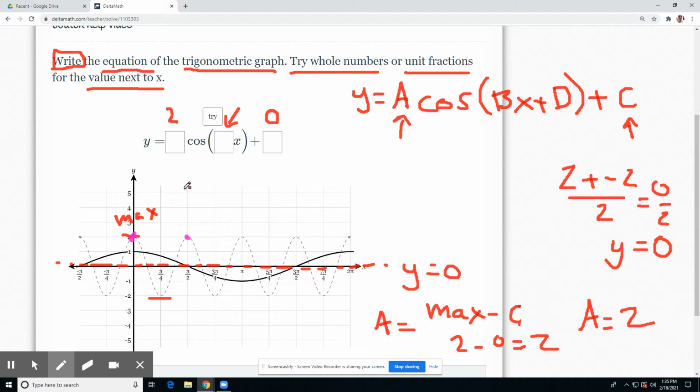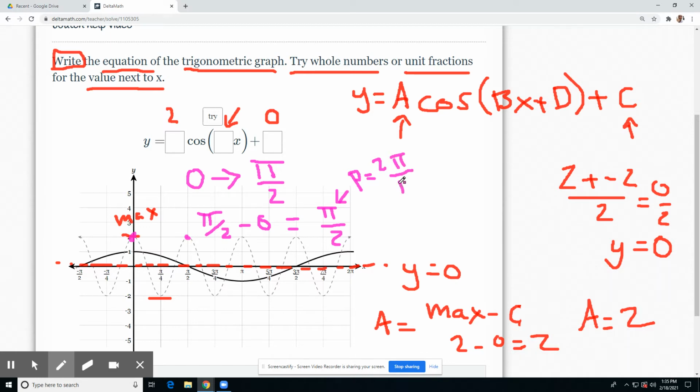So we're finding out the change from 0 to pi over 2. Change is defined as the second minus the first. So that would be pi over 2 minus 0, which is equal to pi over 2. So every pi over 2, it repeats. That's our period, and our period is equal to 2 pi over b. So we need to find b. Let me just confirm. It's usually the same number, but we just want to verify.